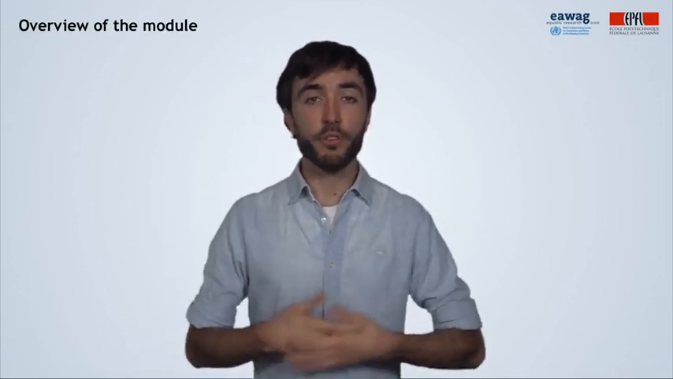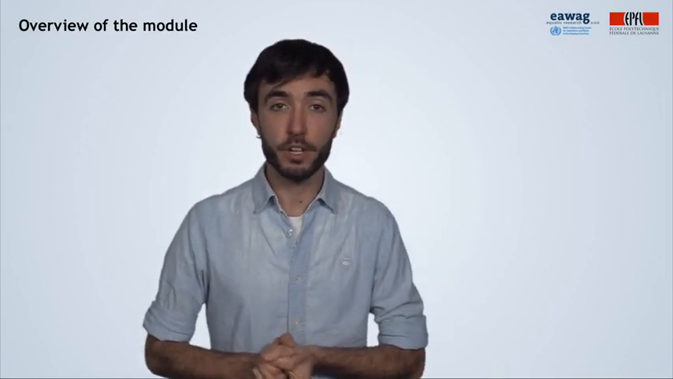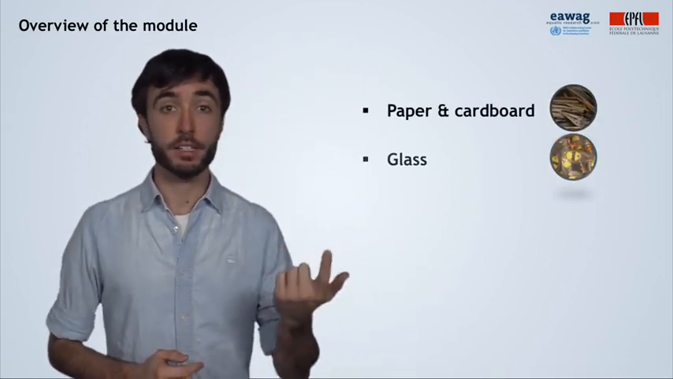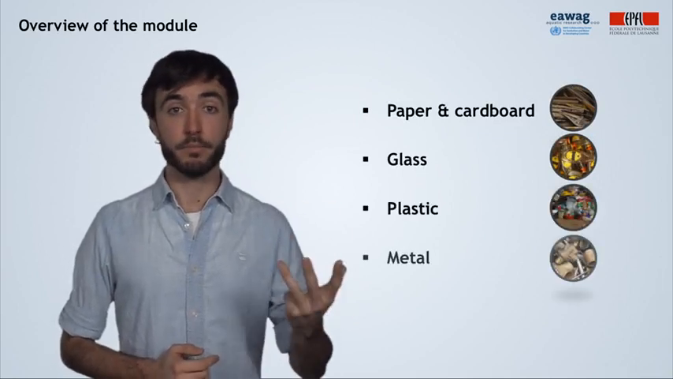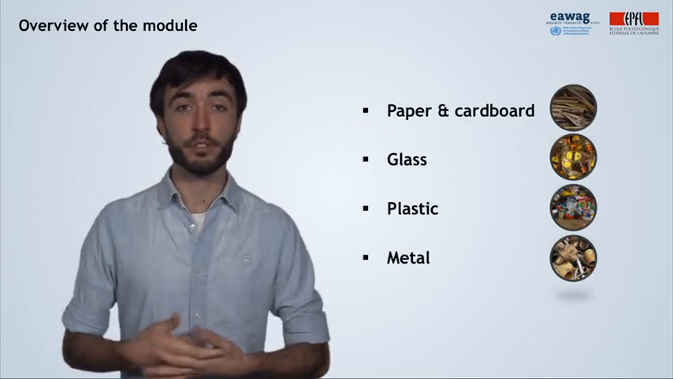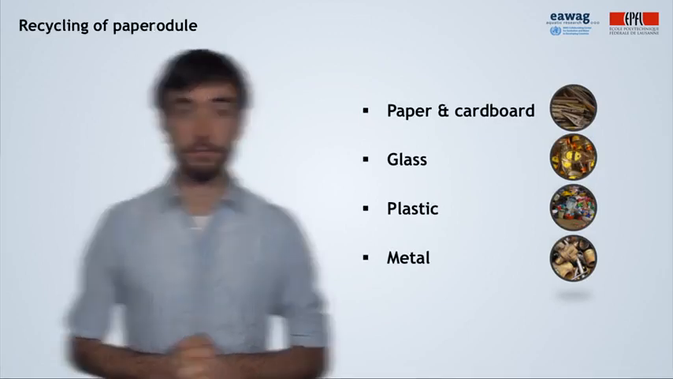We will see how 4 of the main municipal solid waste fractions are recycled. These are paper and cardboard, glass, plastics, and metal. We will see all this with real case examples from low and middle income countries.